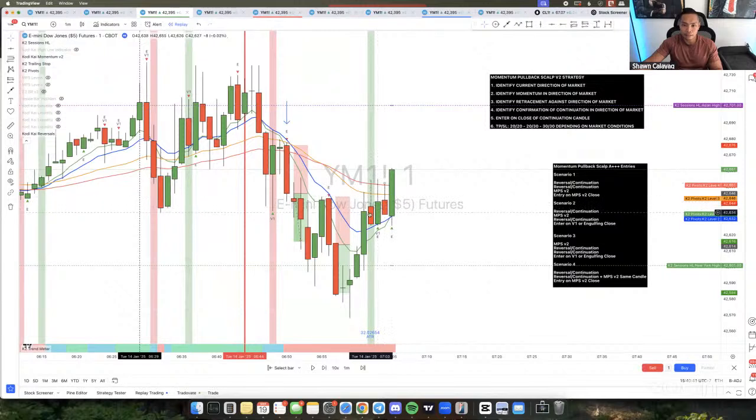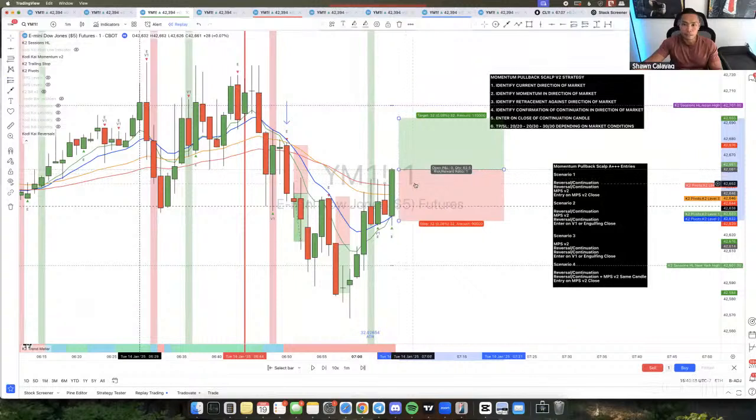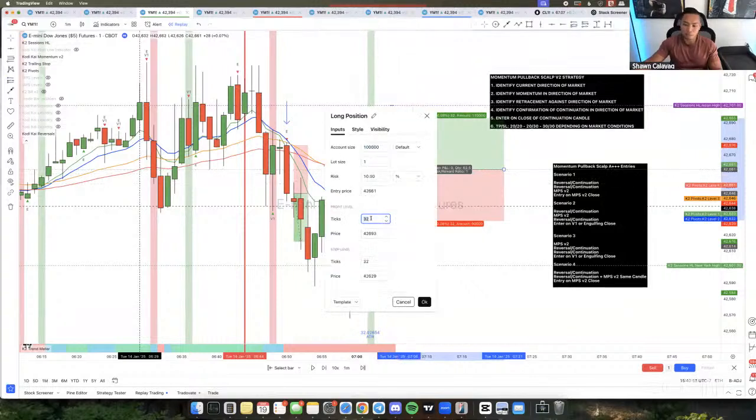We have a buy signal right here. Price pushes up, retraces on this red candle. Then we have a confirmation candle right here. Price breaks and closes above this black line, which is the momentum signal. And that's going to be a setup for an MPSv2. This right here is also an A++ setup.